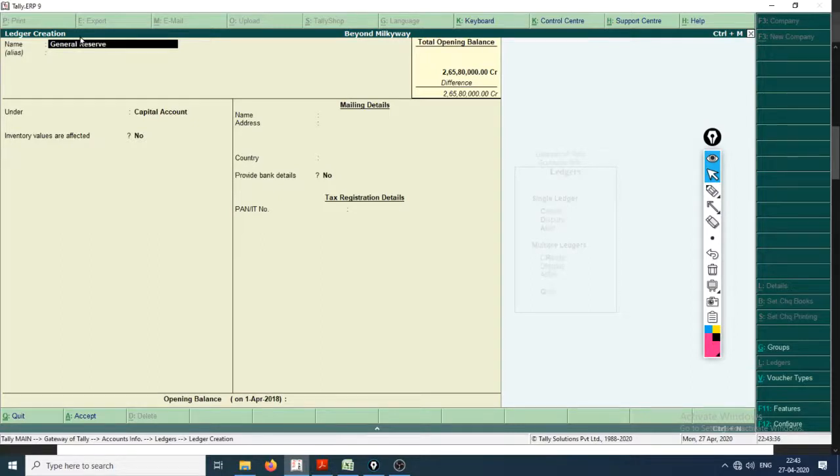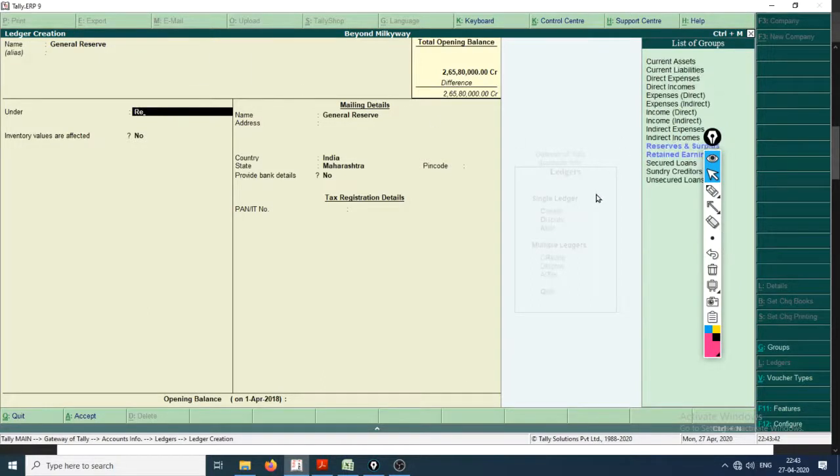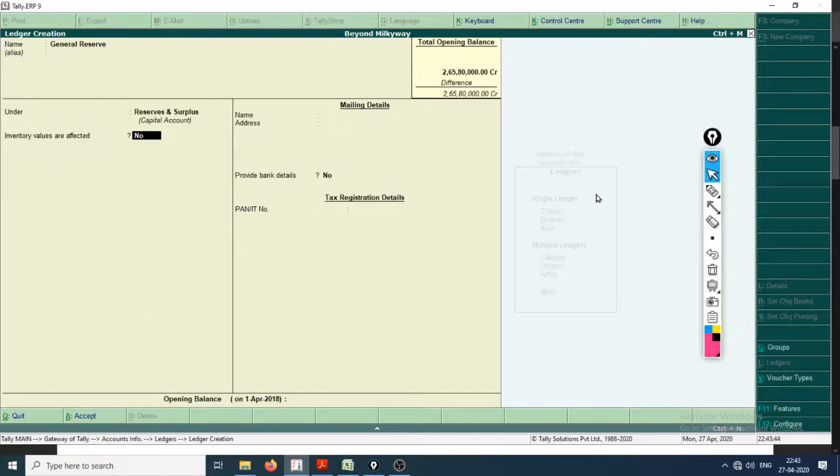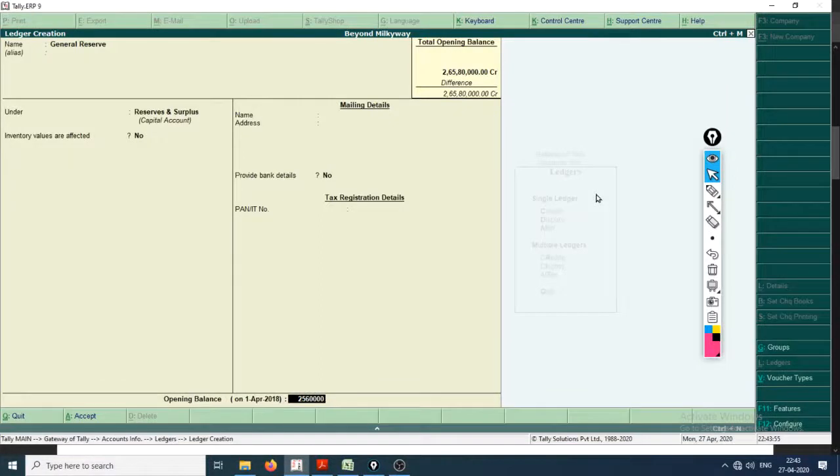Reserve, which head will it go? It will go under the head reserves and surplus. I'll click on R, reserves and surplus. Okay, enter 256 1 2 3 4. Am I right? Okay, 256 1 2 3 4.